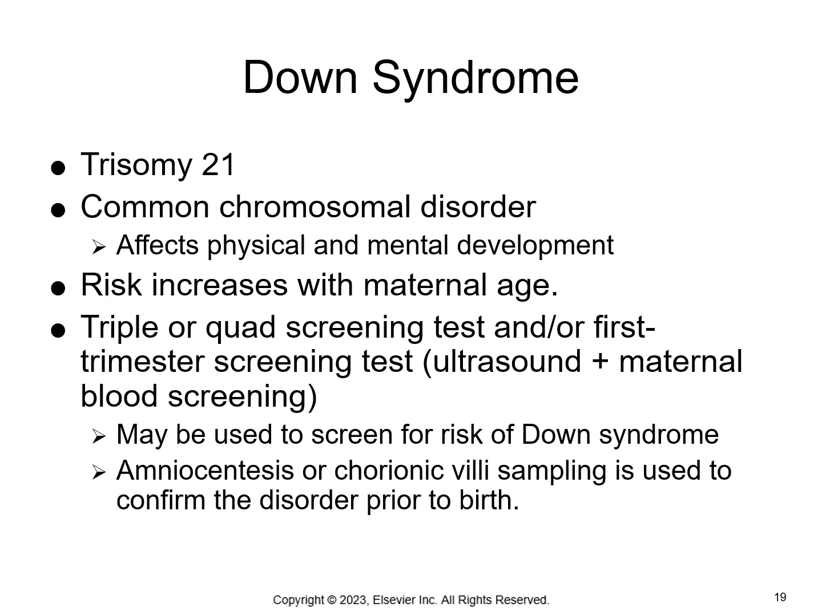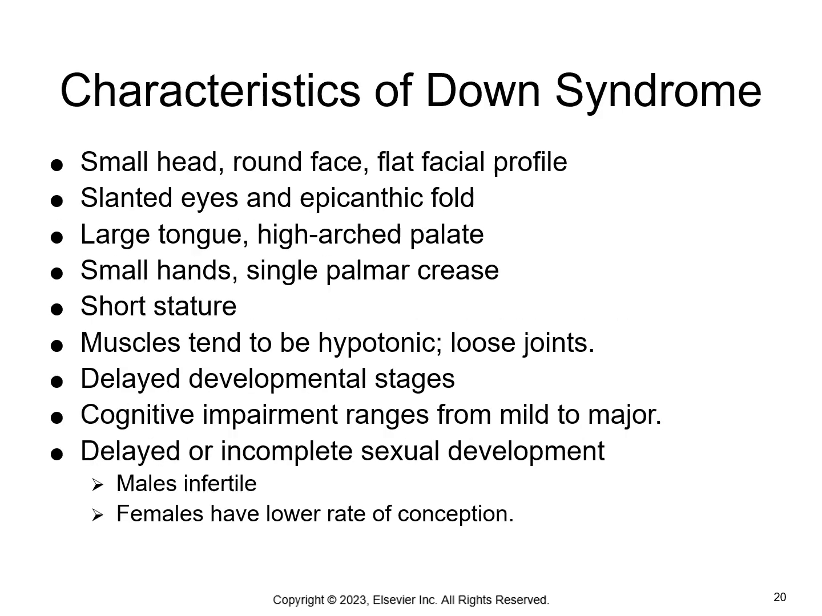So, further into detail on Down syndrome or trisomy 21, it's pretty common. It affects both physical and mental development. The risks of having a Down syndrome baby get higher as mom gets older. They do screening tests during pregnancy to check for Down syndrome. Some characteristics, I feel like we all kind of have an understanding of what the Down syndrome patient looks like. You can see some more pictures on page 581.